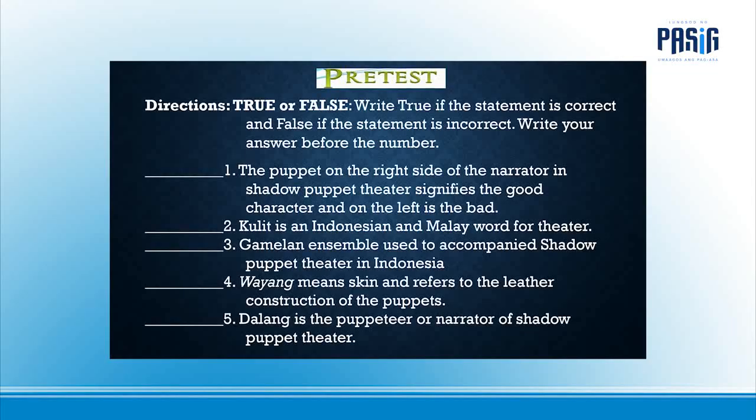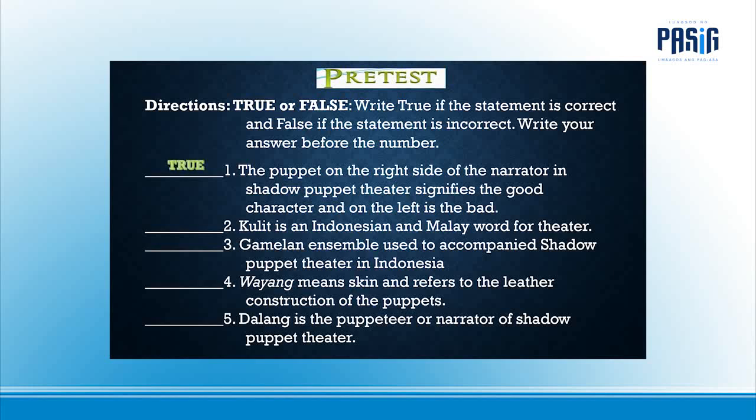Now let's do the pre-test. Directions: true or false. Write true if the statement is correct and false if the statement is incorrect. Write your answer before the number. Number 1. The puppet on the right side of the narrator in shadow puppet theater signifies the good character, and on the left is the bad. True or false? And the answer is true.